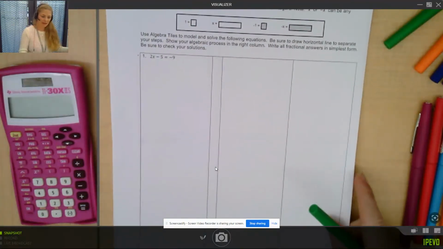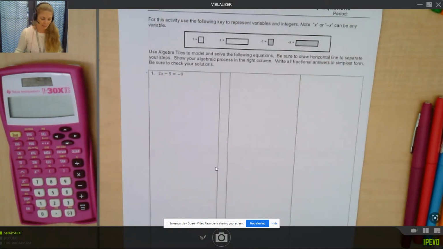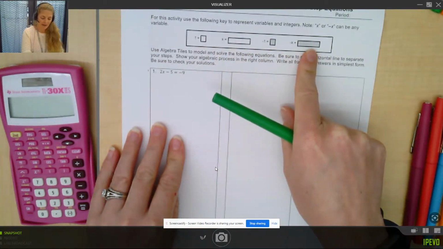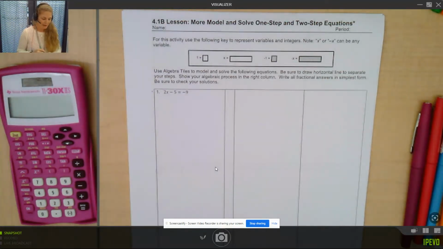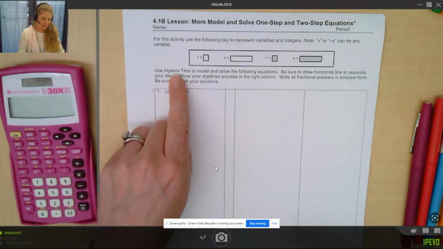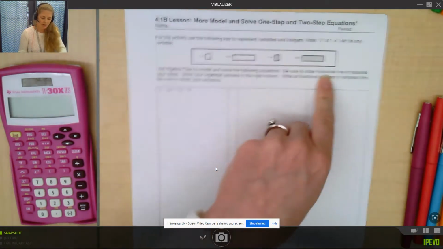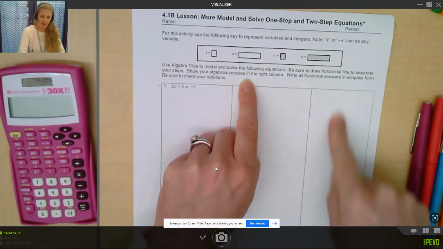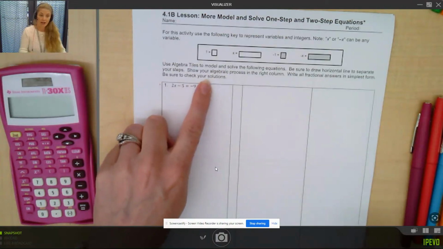I do have a calculator here and some colors to use for these models. So we've been modeling equations and expressions with these tiles, 1, x, -1, -x, and of course also thinking about those zero pairs. So let's read the directions. It says for algebra, use algebra tiles to model and solve the following equations. Be sure to draw a horizontal line to separate your steps. So show your algebraic process in the right column and write all fractional answers in simplest form. Be sure to check your solution.